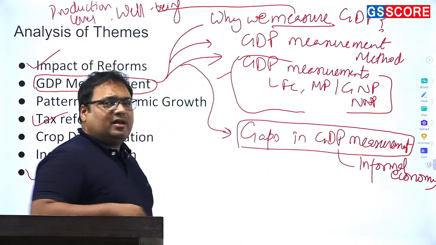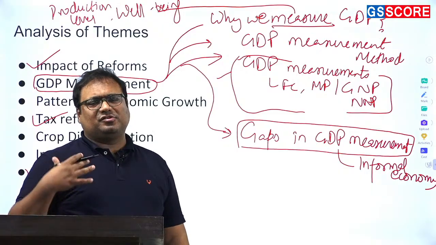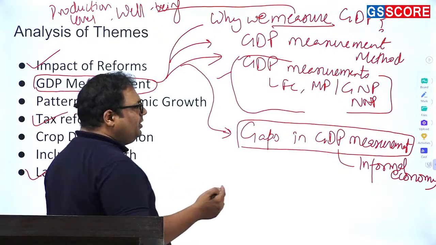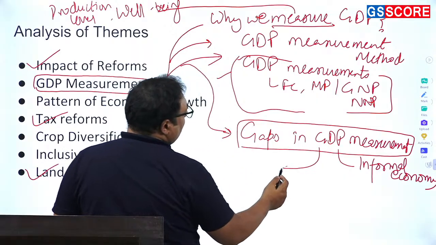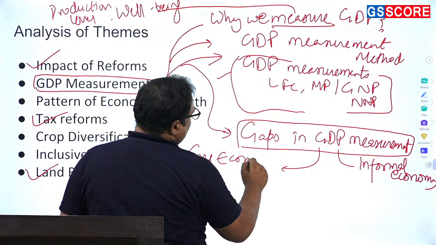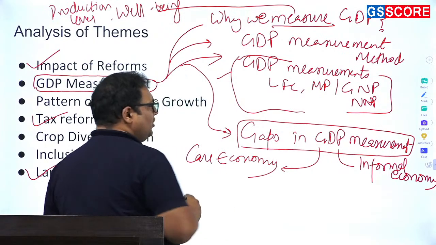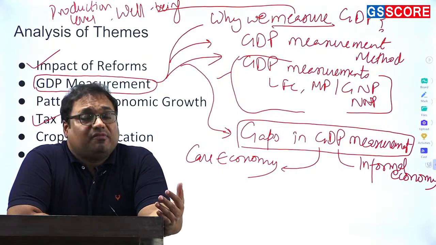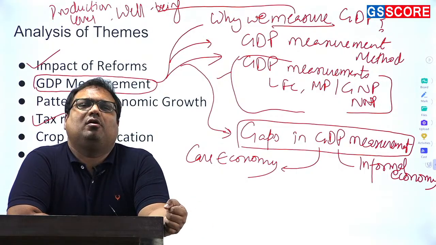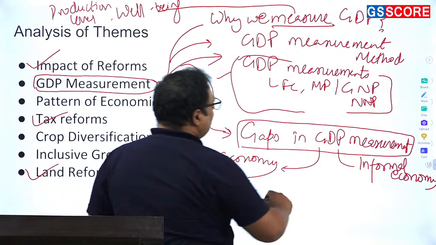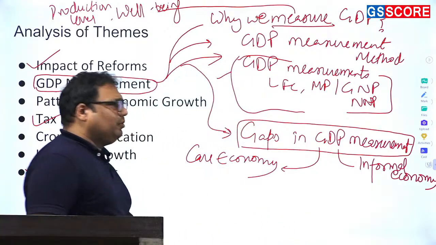Then there can be production of services which is not counted in GDP because we are doing it for free, for the people we know, for the people we love. So there we have care economy. This is also not measured in GDP. This is also a gap, and we have seen question on that. In fact, we have seen question on informal economy also. So within this theme, you also have these: care economy, informal economy.